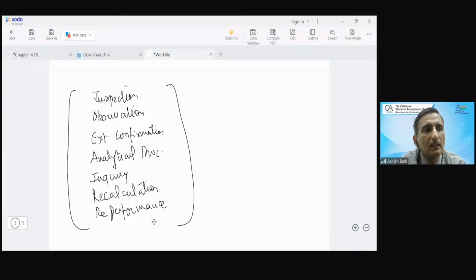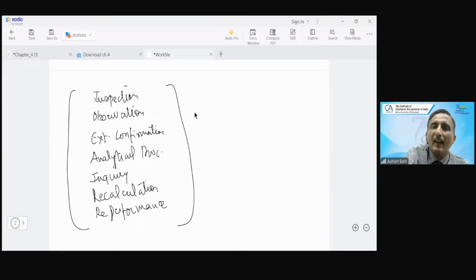Okay. So reperformance means, say some control has been instituted by the management of the company, and you again perform that control. You re-perform. Recalculation means checking the calculation only, the arithmetical calculation, whether it is correct or not. So these you have already studied.